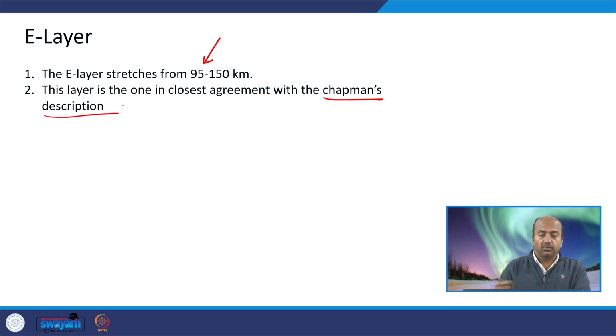So, Chapman's description is what we are going to derive mathematically in the next few lectures. Chapman's description, what is Chapman's theory? Chapman's theory is a simple mathematical treatment which will reproduce the ionospheric layers. Okay, some analytical description of the observed ionospheric structure, like a Gaussian.